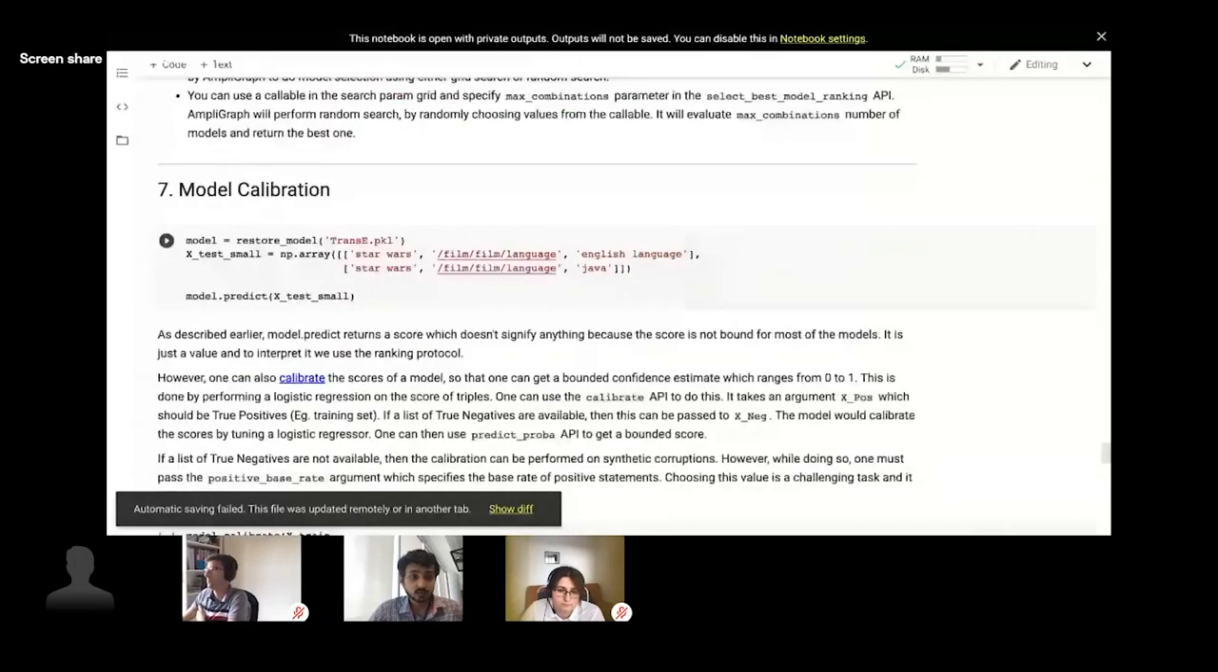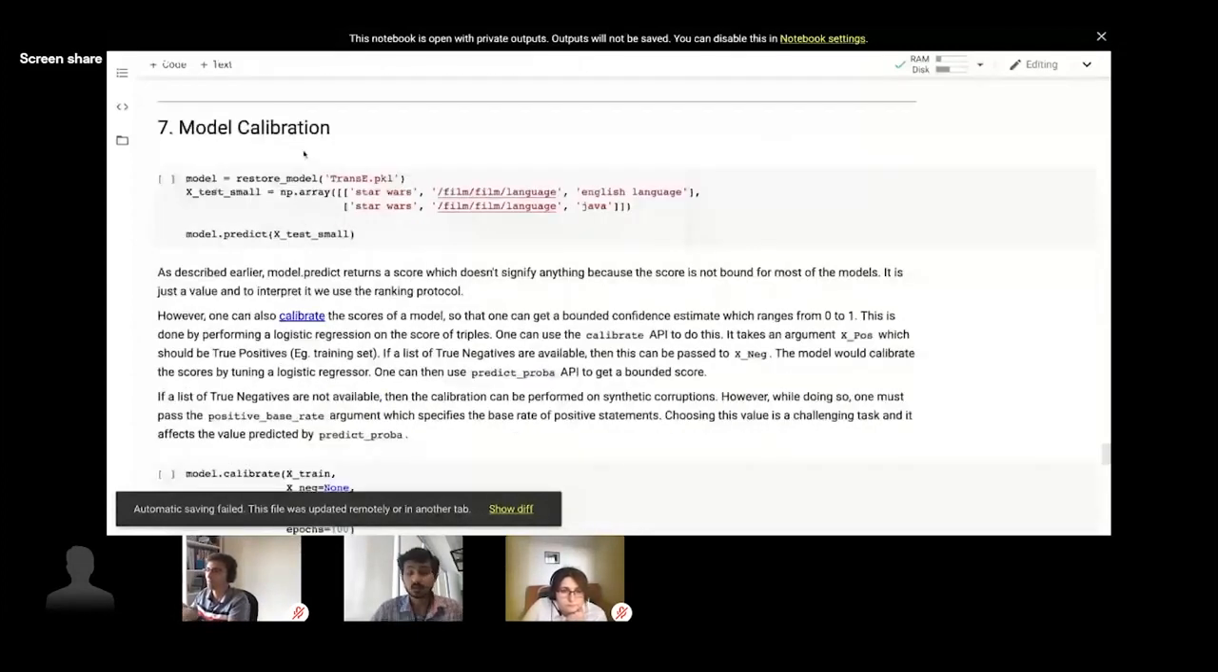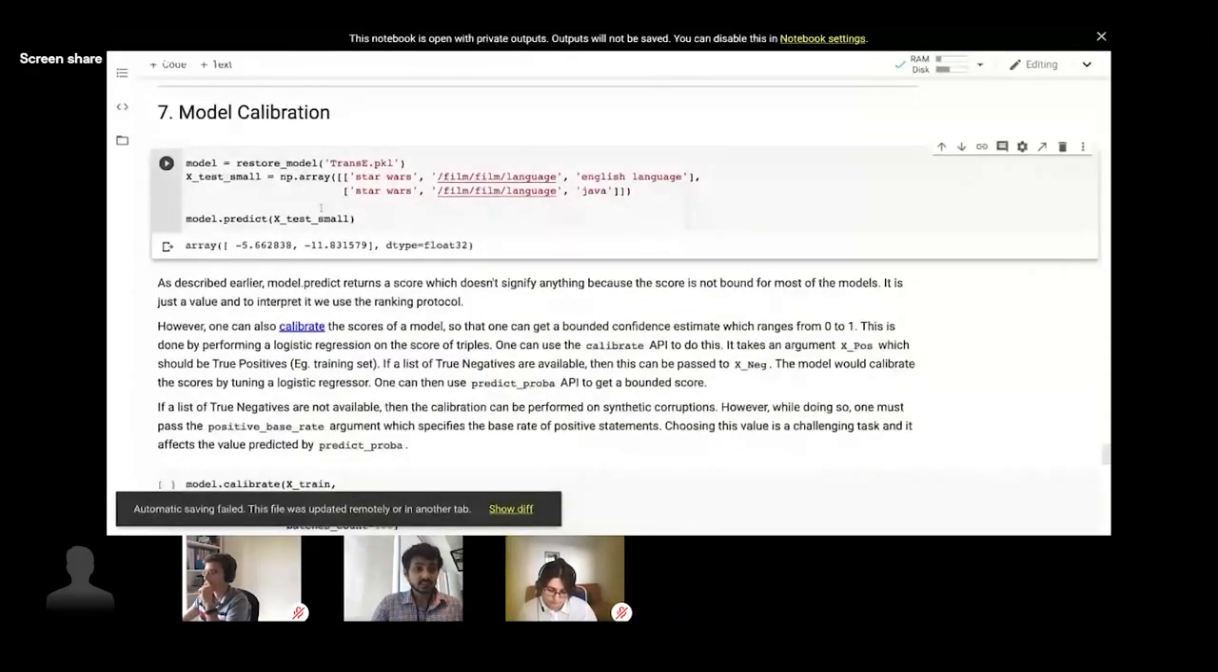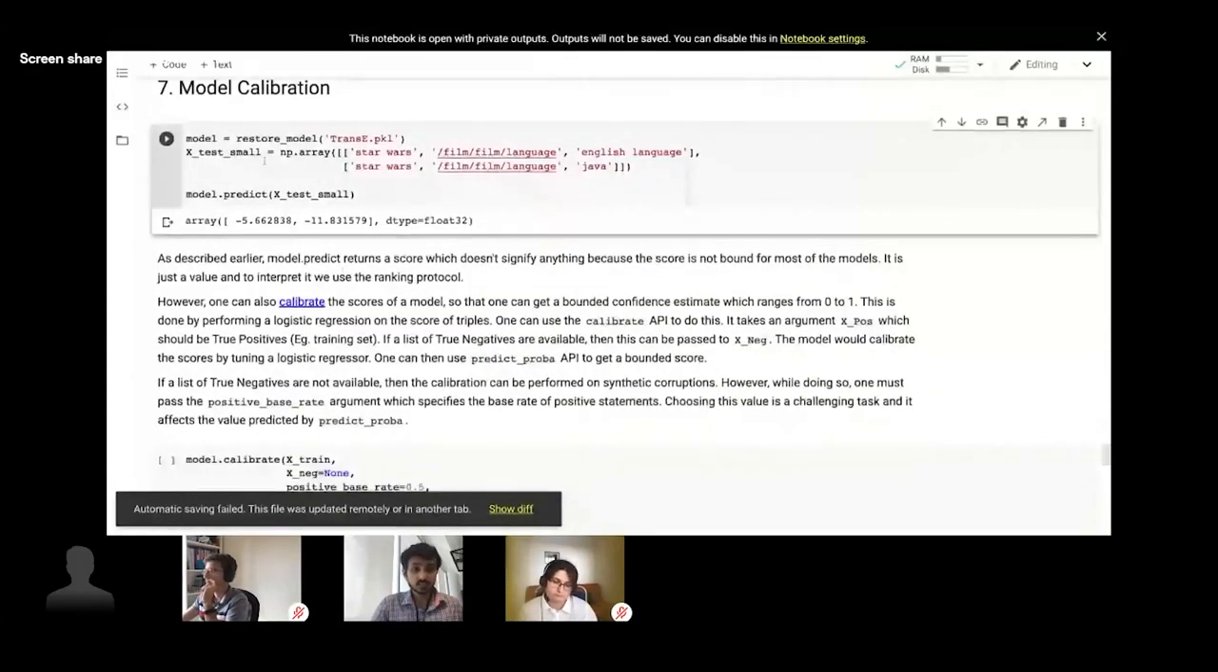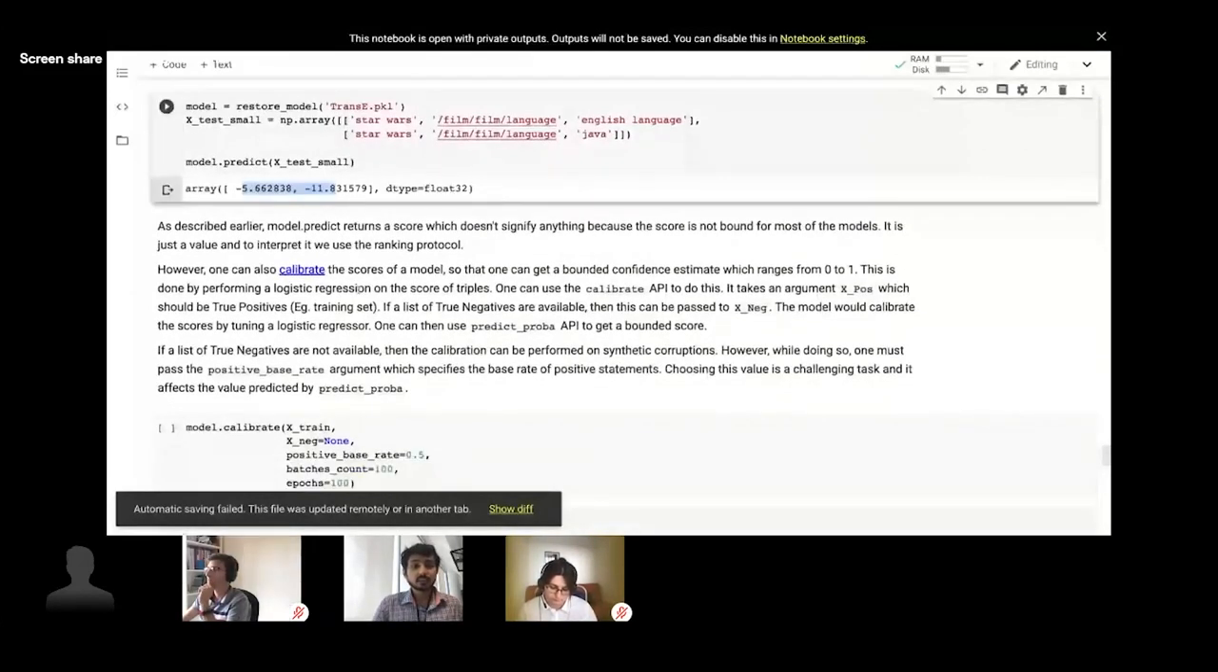So coming to the next section, that's calibration. This is again a section that Luca had talked about earlier. As I mentioned earlier, we saw the scores of the TransE model, and the score for that triple was around -8 or something. So the scores can be between plus infinity and minus infinity depending on the type of the model. For these two triples, you see that the scores are negative. Now, how can we threshold the score to a value between 0 and 1?